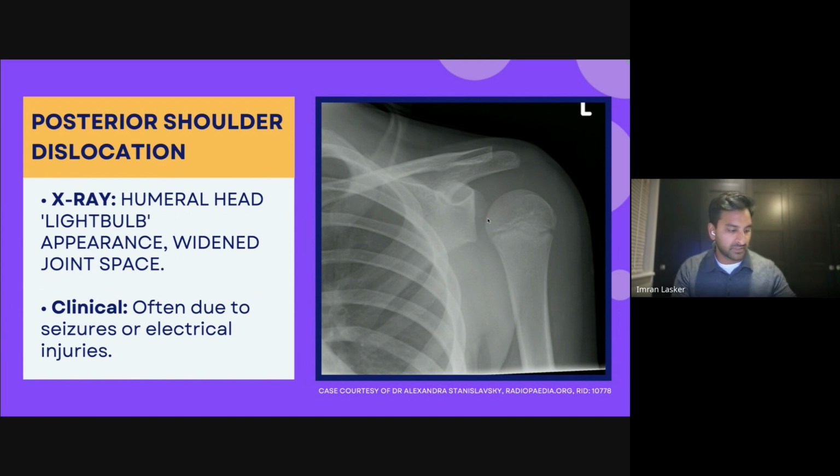Okay, so let's have, I think a question has come up. I'm just going to have a look at it. Give me a second. I don't understand how you'd get a posterior dislocation with a seizure. Normally, patients fall and seize on their back, so they wouldn't hear the humeral pop out forwards.